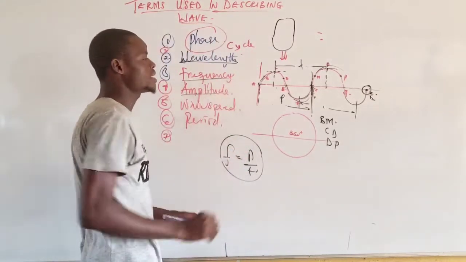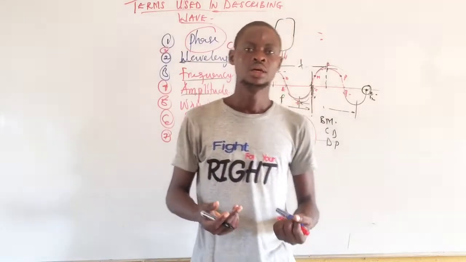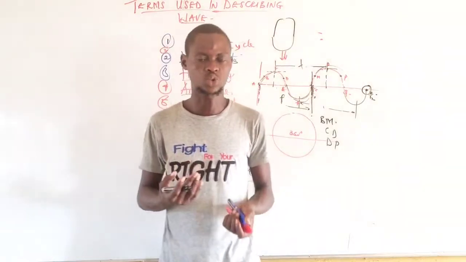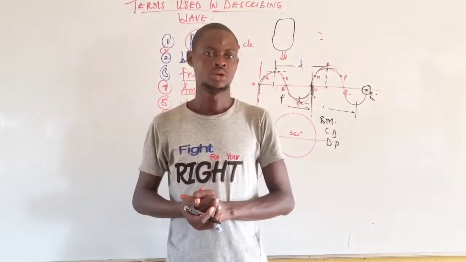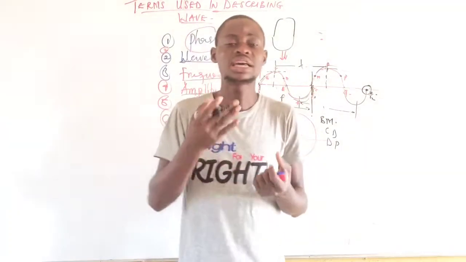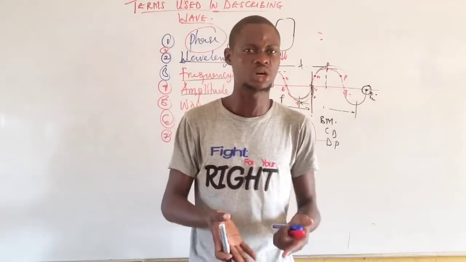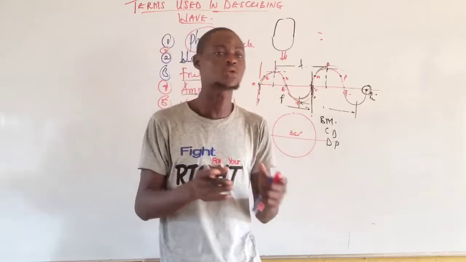Now, what do we understand by amplitude? Amplitude of a wave simply means the maximum displacement of the particle of the medium from its mean position, or we can say from its equilibrium position. The maximum displacement of the particle of the medium from its equilibrium position or its mean position. That's what we call amplitude.